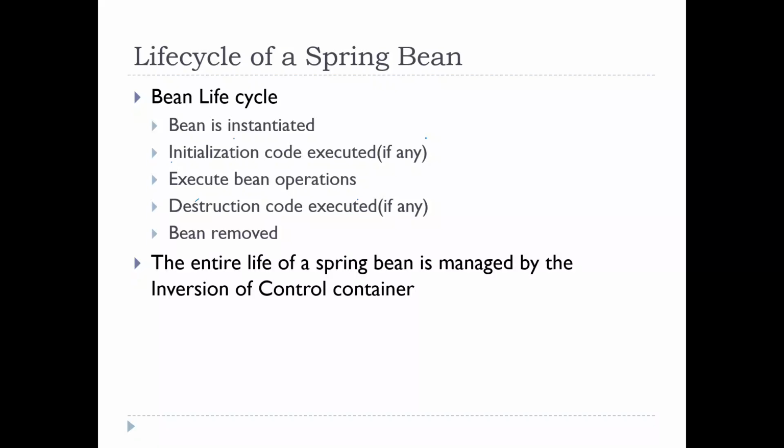In this video, we will see the stages that a bean goes through during its entire life cycle. So, the bean life cycle can be summarized as shown. The bean is first instantiated, then some initialization code, if there is any, is executed. Then the bean operations are executed, which means the methods that we call on a bean. Then, if there is some destruction code that we have specified, that will be executed and then the bean will be removed. This entire life cycle of a bean, which we create using Spring, is managed by the IOC container.